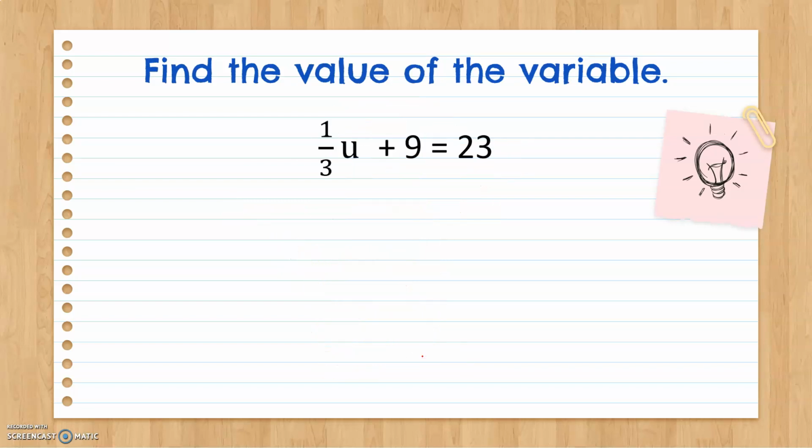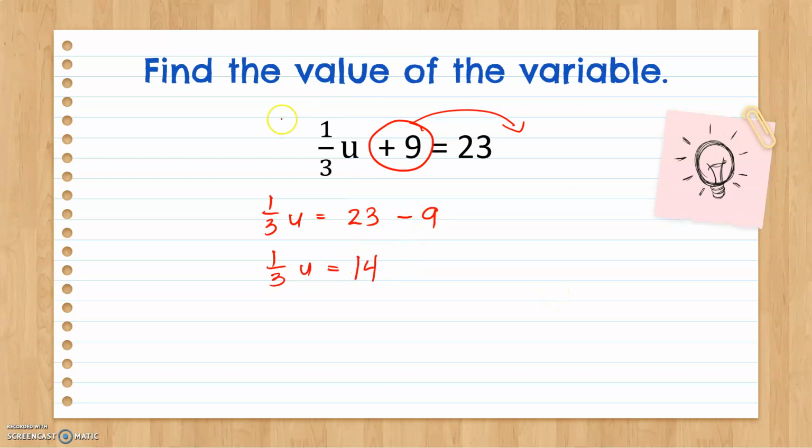Another example. 1/3 u plus 9 is equal to 23. Again, let's transpose first all constants to the right and all variables to the left. So we'll have 1/3 u is equal to 23 minus 9. Combining like terms, we'll have 1/3 u is equal to 14.